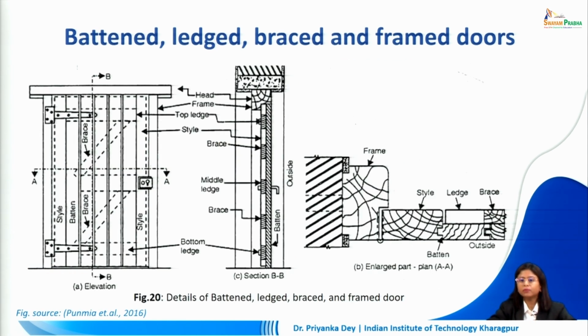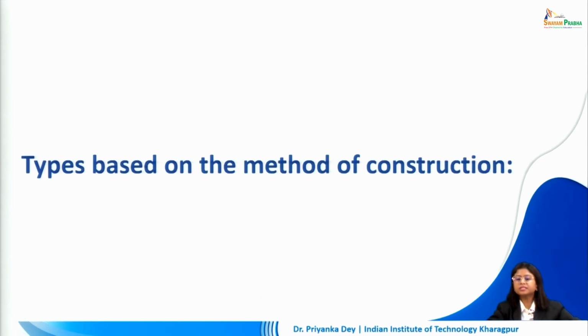So, this is where we can see all the elements coming together. We have the batten which is tongued and grooved and fixed to the next batten. We have the brace coming in, the ledge we can see, and this is how the stile is receiving all of them, and that is in turn being fixed to the frame. So, this was the classification on the basis of different components that are used to make up the door.